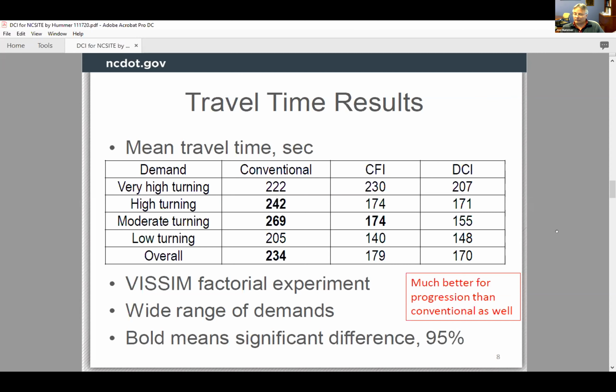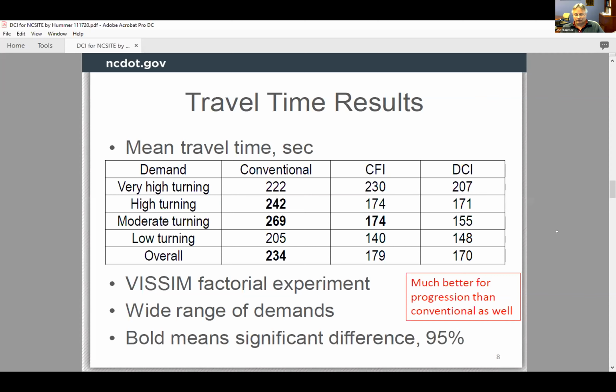Pretty close to the CFI, but remember, these are travel times that also take into account the fact that DCI left-turning vehicles travel longer distances than in a CFI. So even once we take that into account, we see the DCI usually outperforming the CFI, and of course, beating the conventional again is no big deal. Everything does.